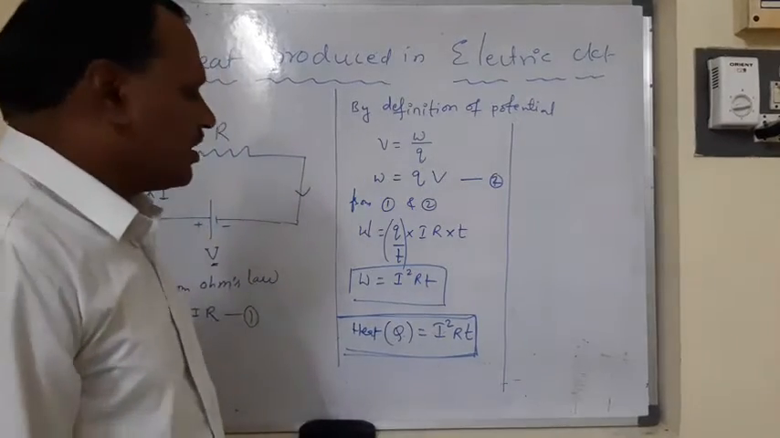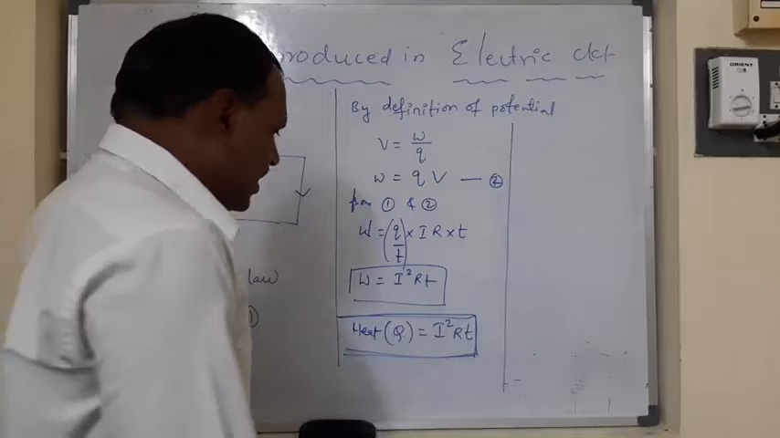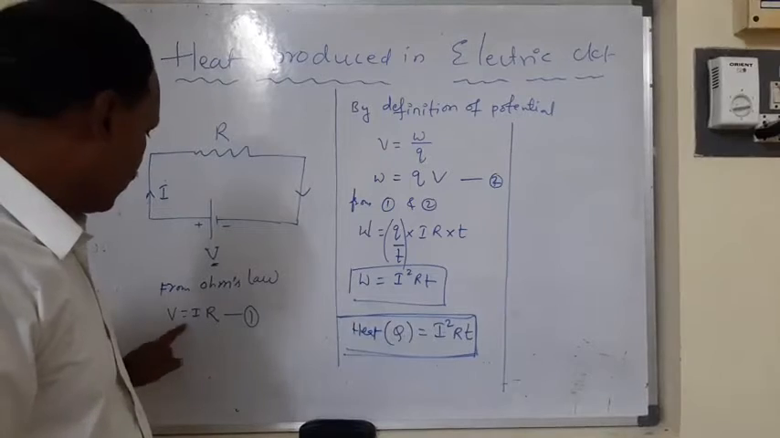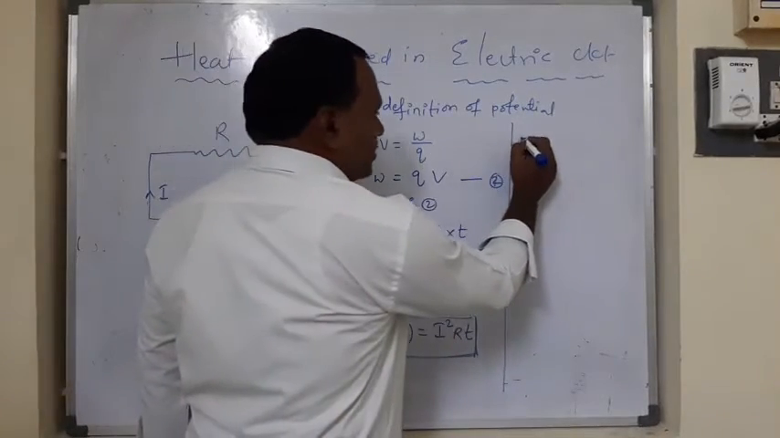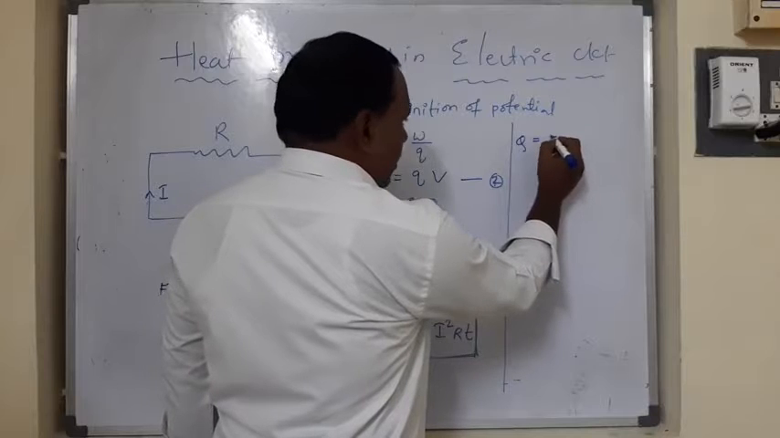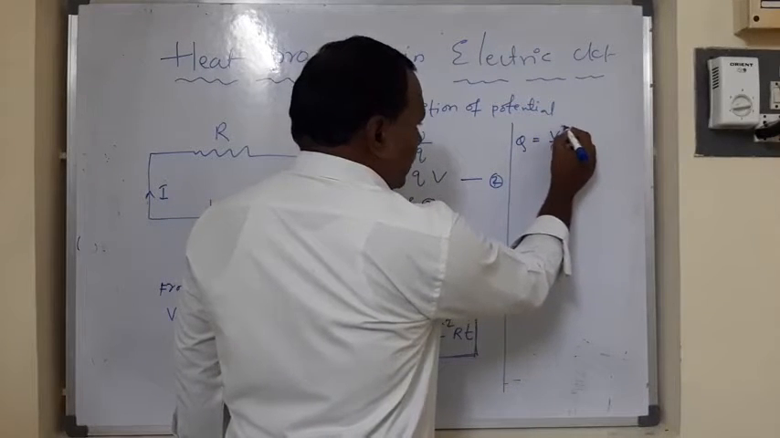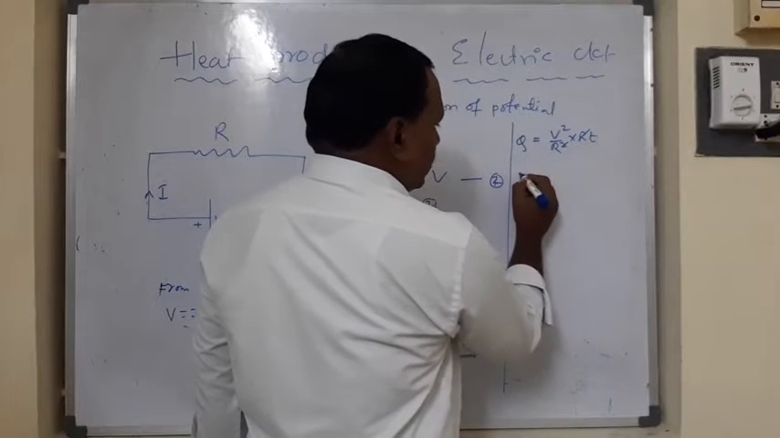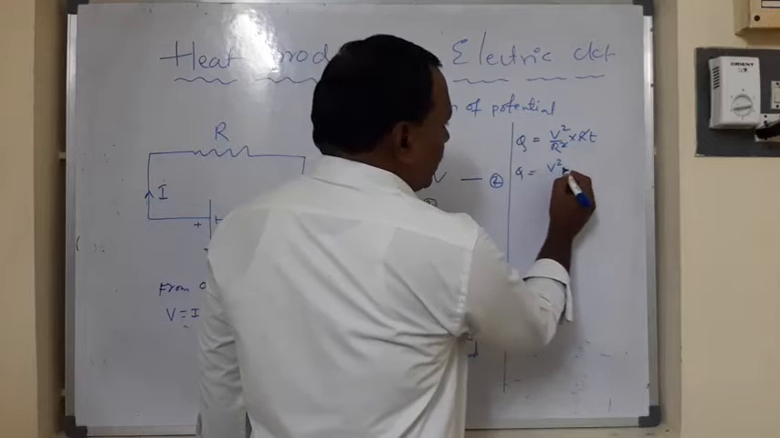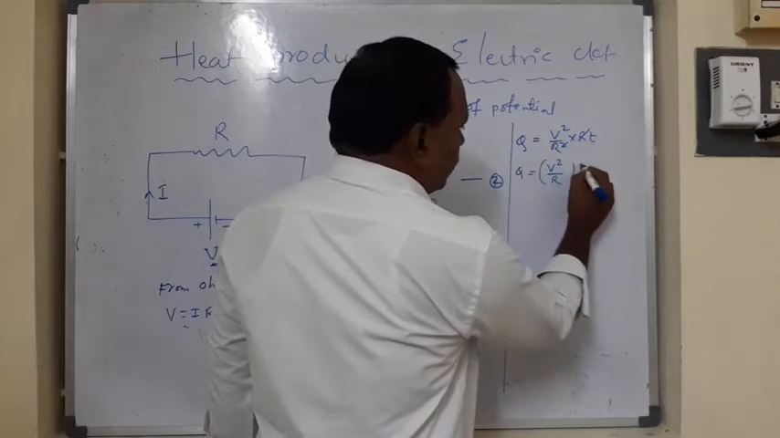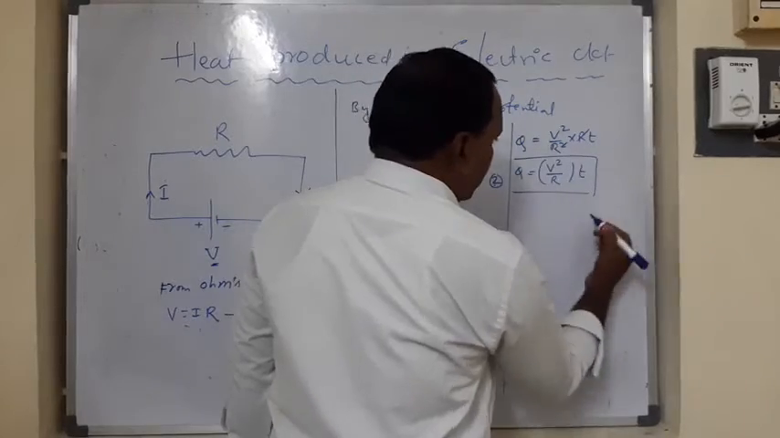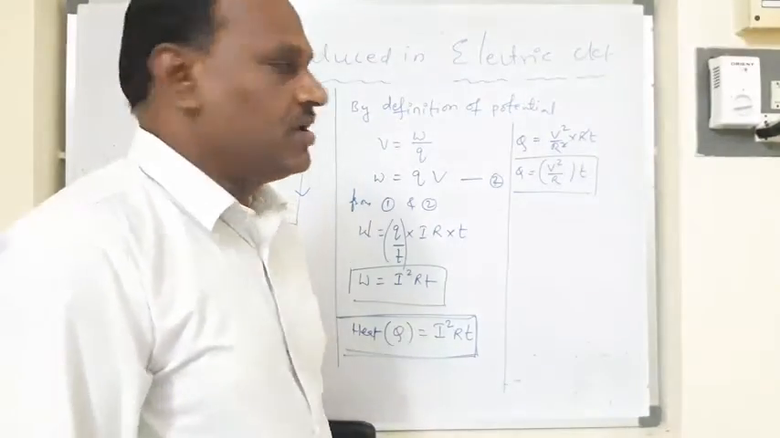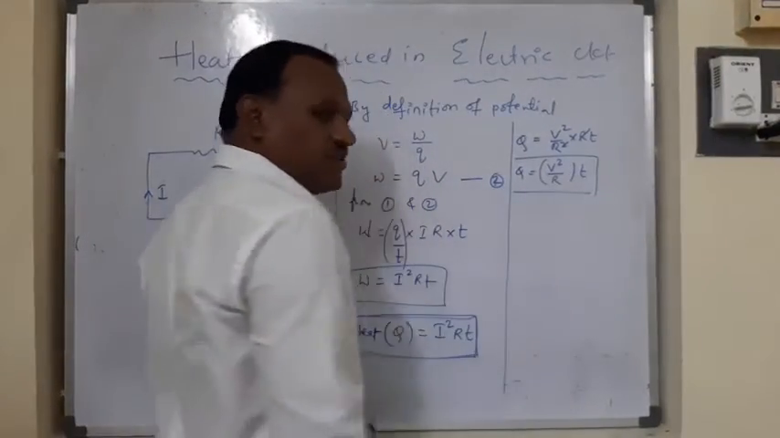You can also write it in terms of potential and resistance. What is I? I is equal to V by R, by using Ohm's law. So the same equation I can write as Q is equal to (V by R) square, that is V square by R square, into RT. Here one of the R is cancelled. So Q is equal to V square upon R into T. So this is also the equation for the heat produced in terms of applied potential and the resistance offered by the circuit, right?